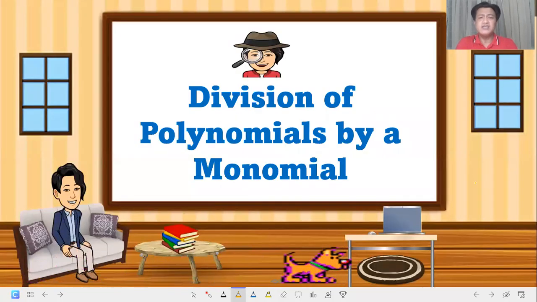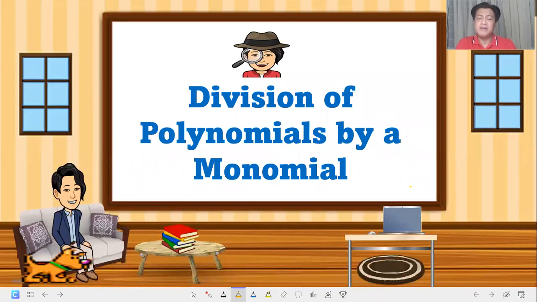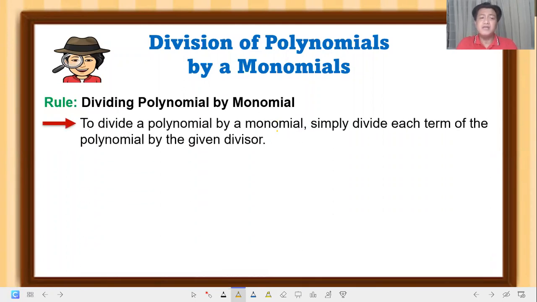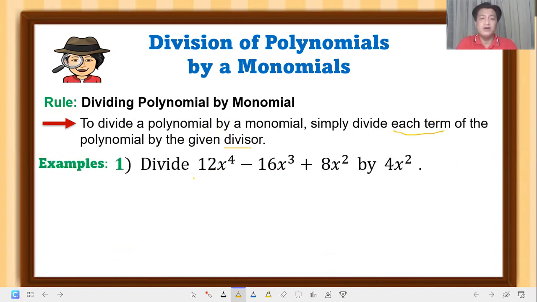Okay, here we have division of polynomials by a monomial. We have a rule for dividing a polynomial by a monomial. It says, to divide the polynomial by a monomial, simply divide each term of the polynomial by the given divisor. That means we will separate them. Okay, I have an example here.